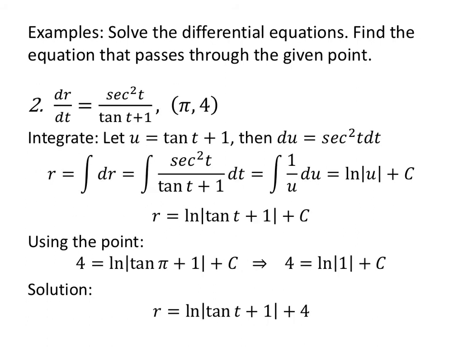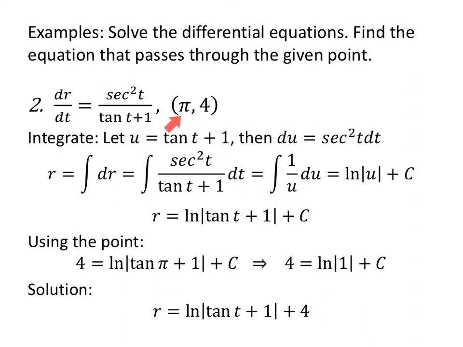If dr dt is the secant squared of t over tangent of t plus 1, and we're at the point pi comma 4, we can rewrite. Let u be tangent of t plus 1, then du is secant squared of t dt. In this case, r is the integral of dr, which is the integral of secant squared of t over tangent of t plus 1 dt. And using our substitution, this is the integral of 1 over u du, which is the natural log of the absolute value of u plus c. And reversing our substitution, r equals the natural log of tangent of t plus 1 plus c.